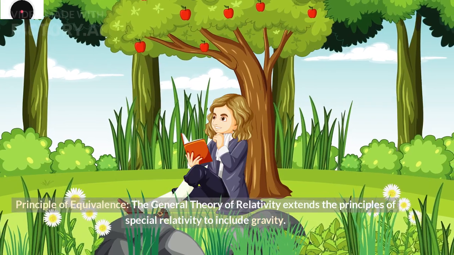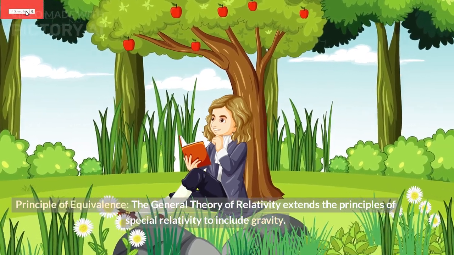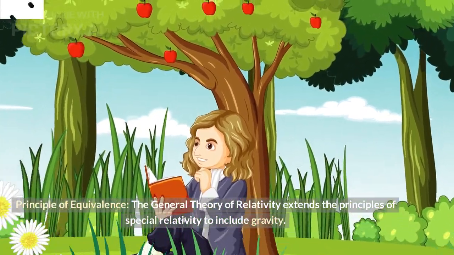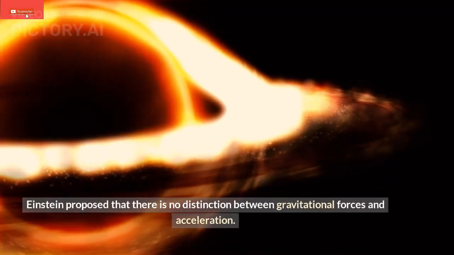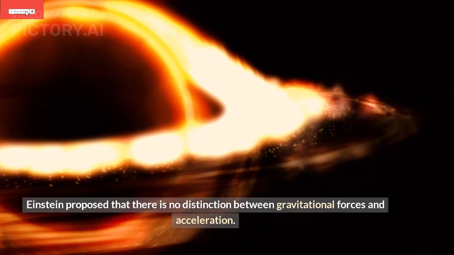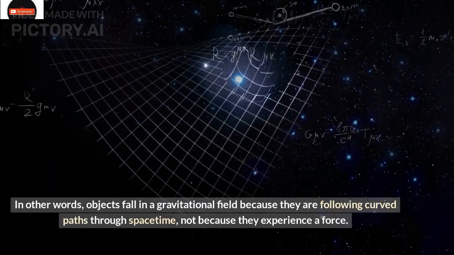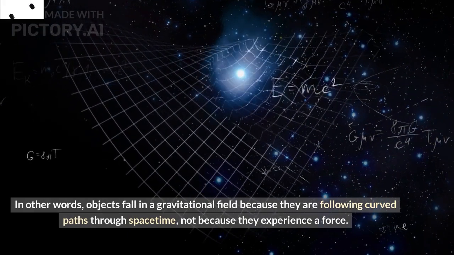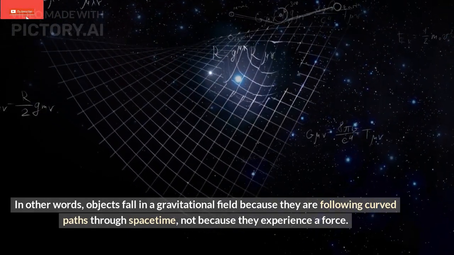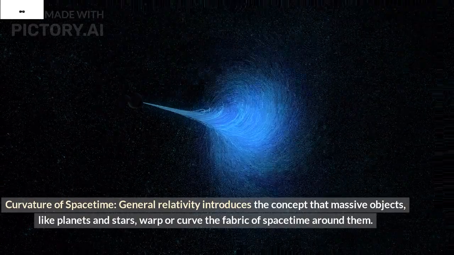2. General theory of relativity, 1915. Principle of equivalence. The general theory of relativity extends the principles of special relativity to include gravity. Einstein proposed that there is no distinction between gravitational forces and acceleration. In other words, objects fall in a gravitational field because they are following curved paths through space-time, not because they experience a force.